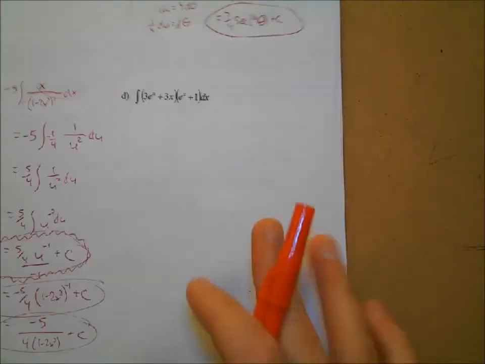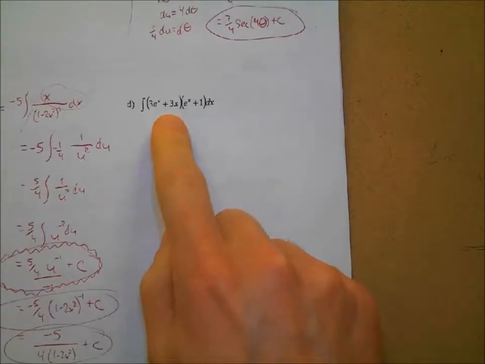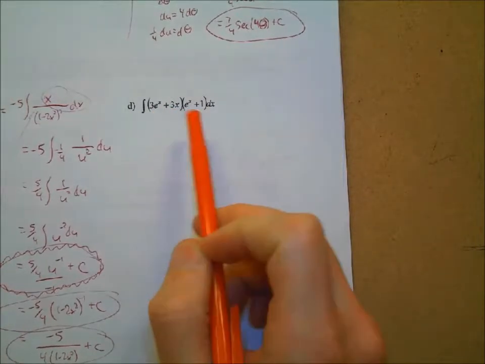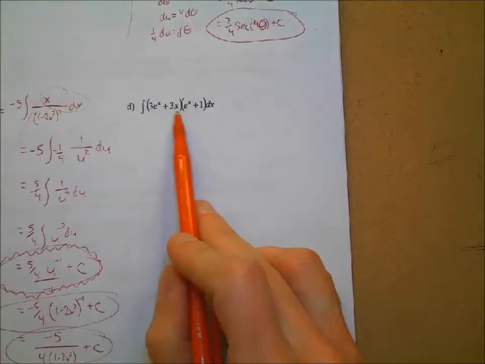Let's look here at letter D. Again, maybe not so obvious what our u should be. These both could be a u, it's a product of things. But remember, you want to pick your u such that the derivative of u is also present in your problem. With that as our guideline, do we want the first thing to be our u, or the second thing? You want to pick your u such that its derivative is also showing up here. So we want to pick this to be our u.